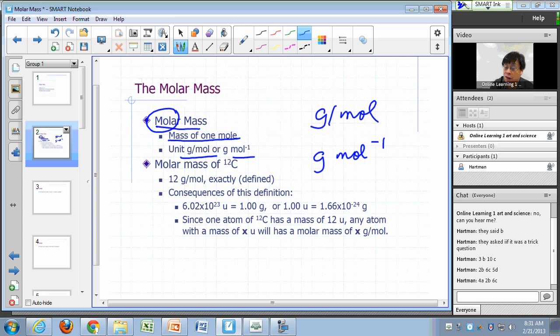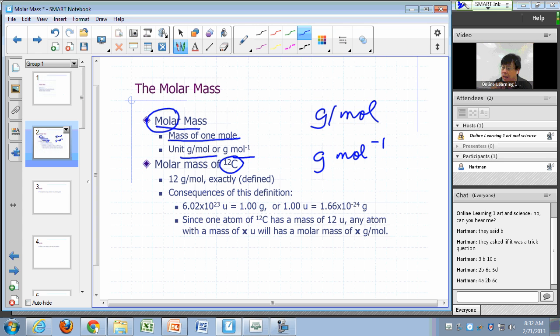Now, by definition, molar mass of carbon-12. Imagine you have a sample of carbon where every single one of those atoms happens to be carbon-12. You know in nature that's not what happens. You have a mixture of carbon-12, carbon-13, and carbon-14. But if you can isolate all the carbon-12, you just have a sample that's all carbon-12. If you have exactly 12 grams of that, then that's the definition of a mole.